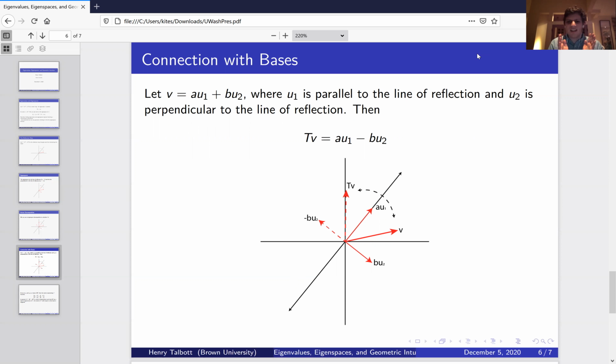So this actually makes T of v really easy to calculate. We have v equals a u1 plus b u2. T is linear, so we can look at each term separately. T of a u1 is simply a u1. It's just fixed where it is. Well, T of b u2 is flipped around to negative b u2. Therefore, T of v equals a u1 minus b u2. If we think of (a, b) as being the coordinates of v with respect to the basis u1, u2, T maps these coordinates to (a, negative b).